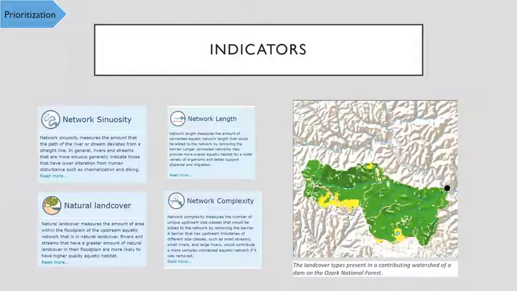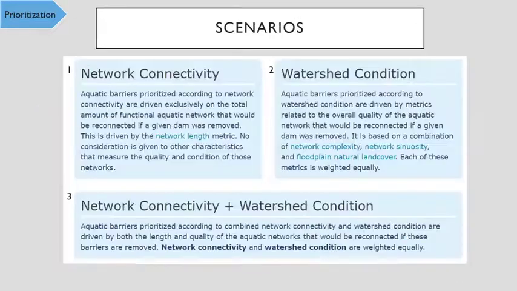And so we have 4 indicators that help us to identify or meet those criteria. Those are the number of miles opened or network length. And then we look at that network, the upstream miles from that structure to the next dam or structure. And we look at that network and look at the sinuosity of that network, the percent natural land cover in the floodplain of that network, and then finally the complexity of that network. Number of miles, the number of stream miles, the number of stream size classes gained.